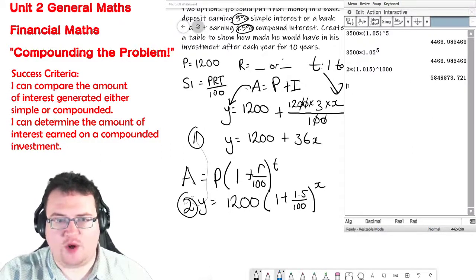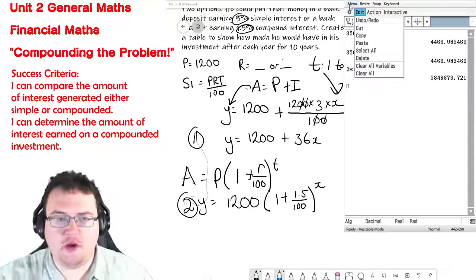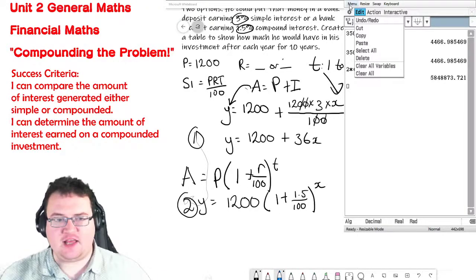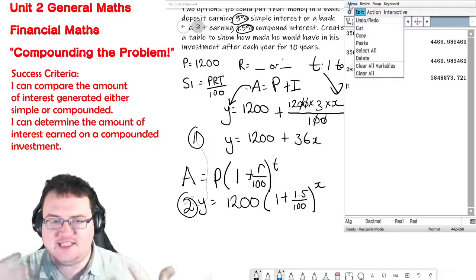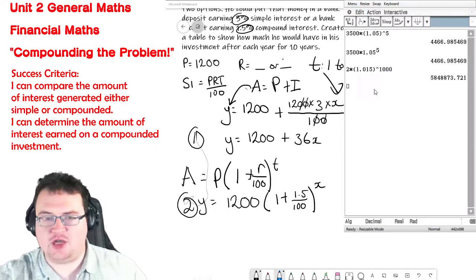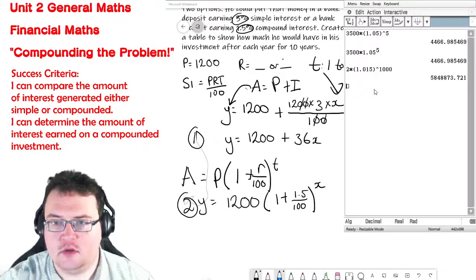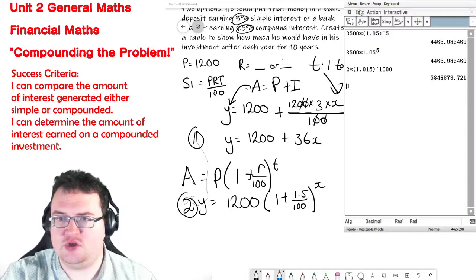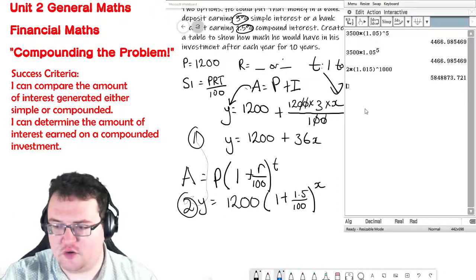So we've answered the question. We've had that table made. You would possibly get questions like this that say, well, okay, when does compound interest overtake simple interest? So you can do that using the solve function.